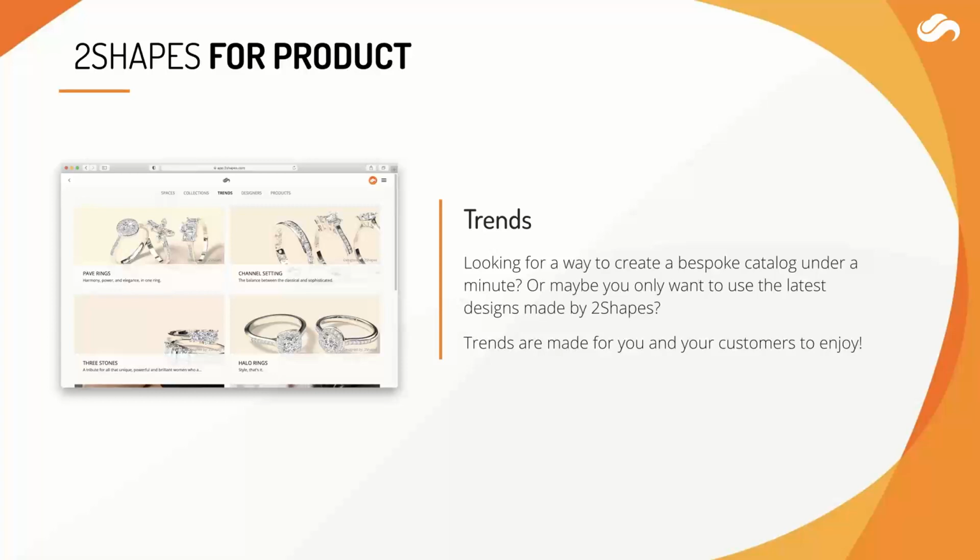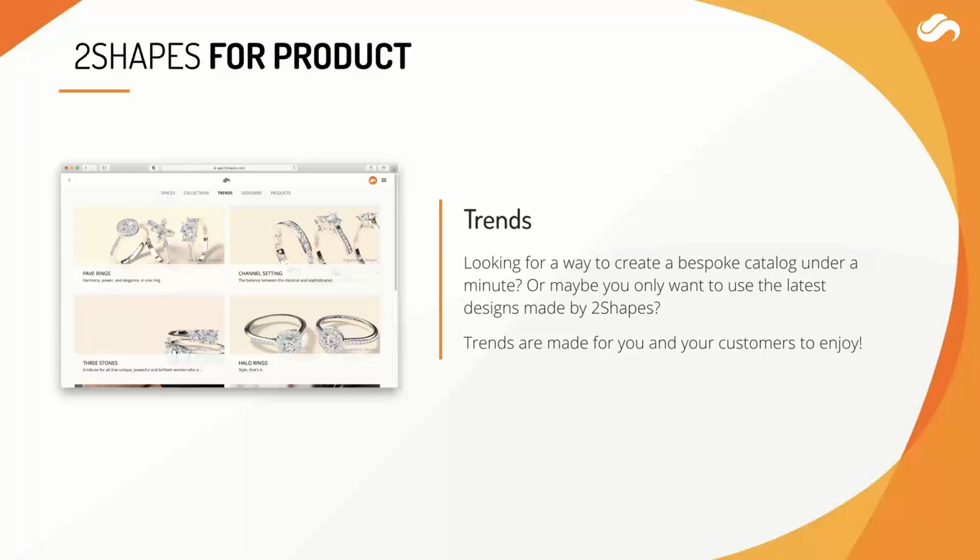Trends is a collection of designs, for example channel rings, halo rings, solitaire rings, three-stone rings, all these kinds of designs that we allow you just to add to your collections. In other words, if you want to offer wedding rings, of course you can add your own, but you can start from one of the designs, or you can pick, I don't know, 200, and then you add another one. It's up to you, okay?